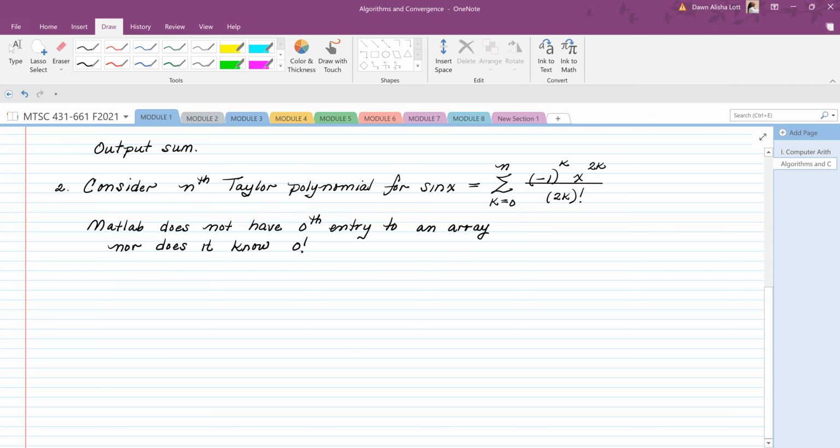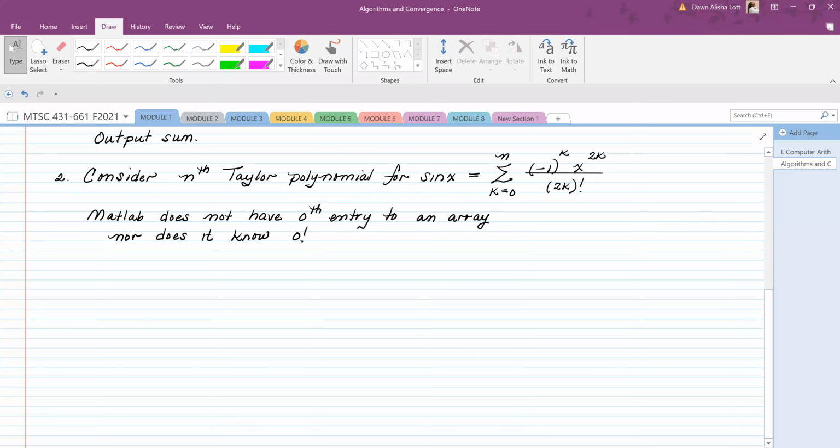So what I will do is I will pull off the first entry. And write this as the sine of x is going to be this, take out the first one, which is x, plus the sum, k equals 1 to n of -1 to the k, x to the 2k over 2k factorial.